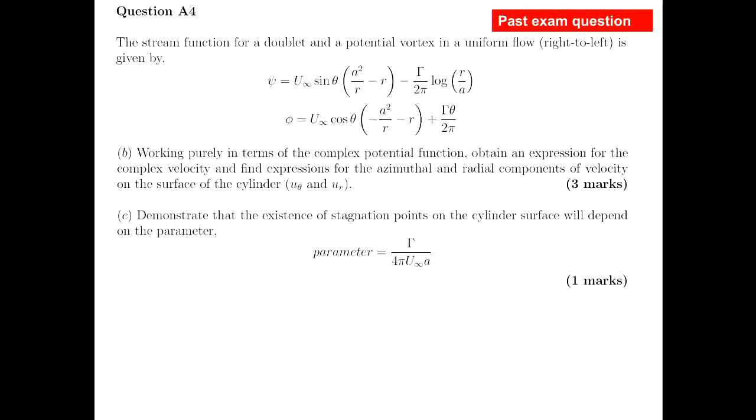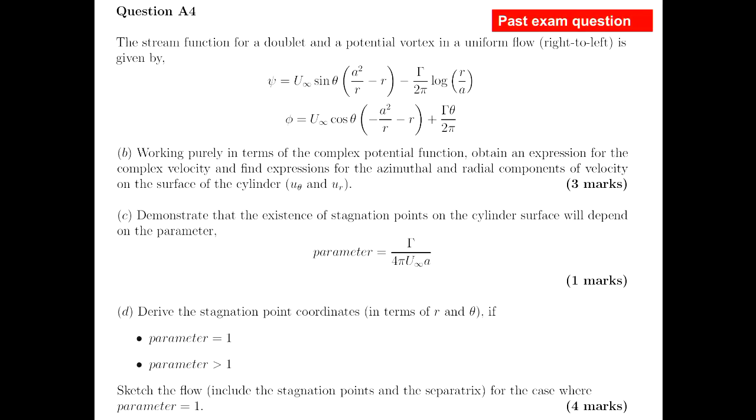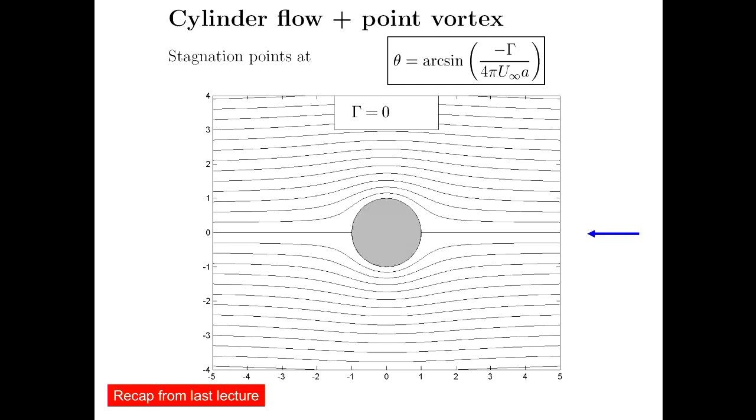Well, we basically did this exam question, and we found the complex potential for the flow. We also found that this parameter gamma over 4 pi u infinity a is important in determining the location of the stagnation points. So when there's no circulation, basically it's just a flow over a cylinder, and we have 2 stagnation points at the front and at the back of the cylinder.